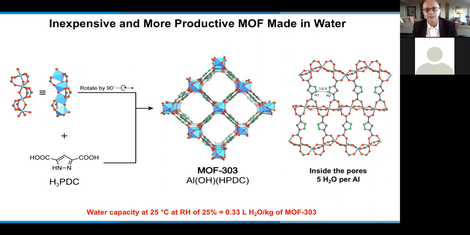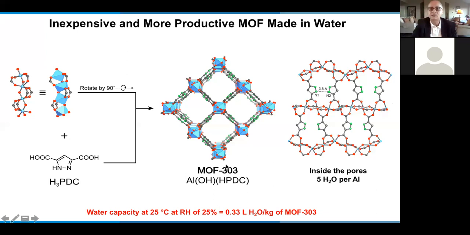Now, the nice thing about MOFs is that once you discover a phenomenon or a structure, and let's say that structure is made from expensive zirconium, which is about $160 a kilo, for us to be able to use this in society, we had to design a MOF that's made from a very cheap metal like aluminum. And indeed, we chose this kind of linker based on our knowledge of water harvesting from those experiments. And we chose an aluminum rod structure and made what we call MOF-303.